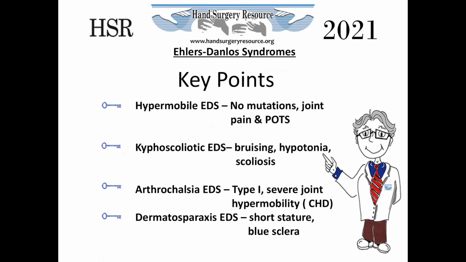Kyphoscoliosis EDS is characterized by tissue fragility, severe muscle hypotonia, and scoliosis, which can be severe enough to cause respiratory compromise. Arthrochalasia EDS is caused by a collagen type 1 defect and is associated with very severe joint mobility. Bilateral congenital hip dislocations can be seen at birth. The dermatosparaxis type is extremely rare, with short stature, short fingers, fragile lax skin, blue sclera, and hyperjoint mobility.